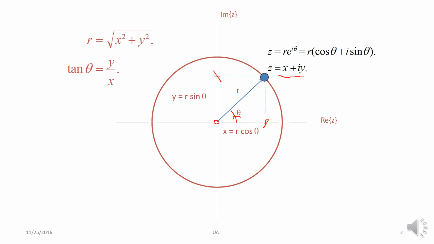The point is z = x + iy. We can write (x, y), and of course this is Re(z), which is x, and this is Im(z), which is y. So we know that in the previous slide we wrote z = r e^(iθ), which is equal to r cos θ + i sin θ. So the value of r is equal to √(x² + y²), and tan θ = y/x. So this is the polar representation of the complex number.